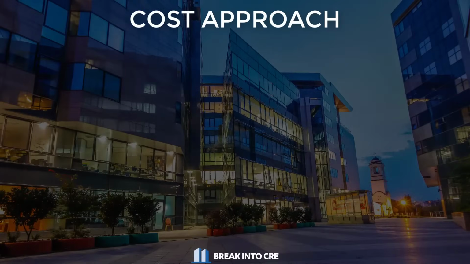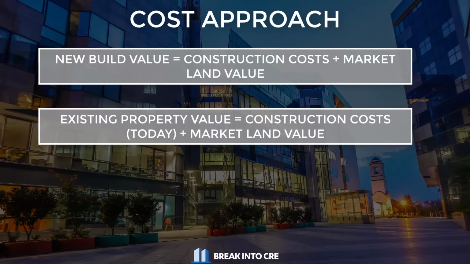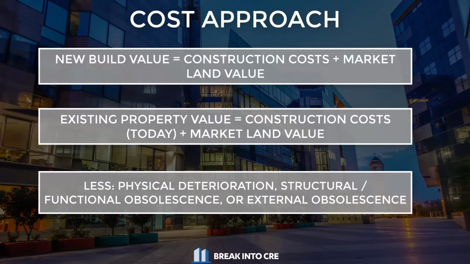Now for the cost approach on a new building, this generally just involves determining the construction costs of the building improvements and then adding the market value of the land. But for an existing property, this is where things usually get a little bit more complicated. The appraiser will still estimate the cost of the property improvements today, but they'll then reduce that cost by any physical deterioration, structural or functional obsolescence, or any external obsolescence from the surrounding area.